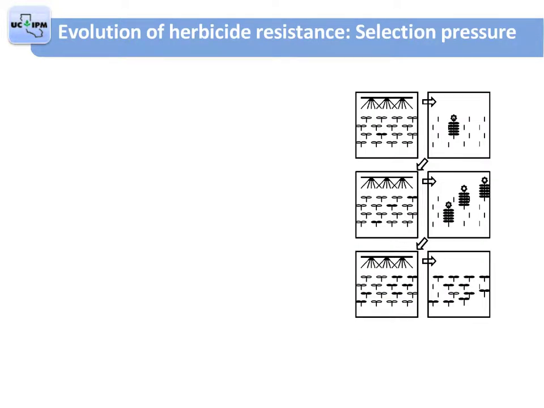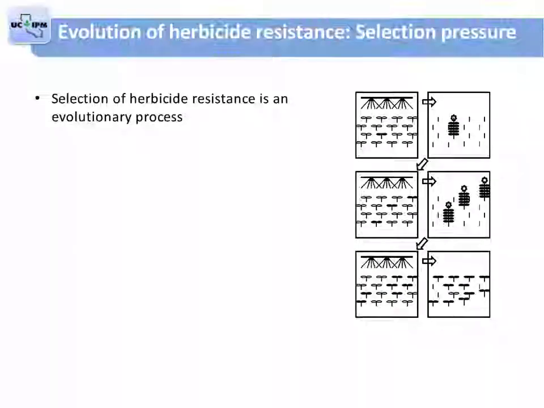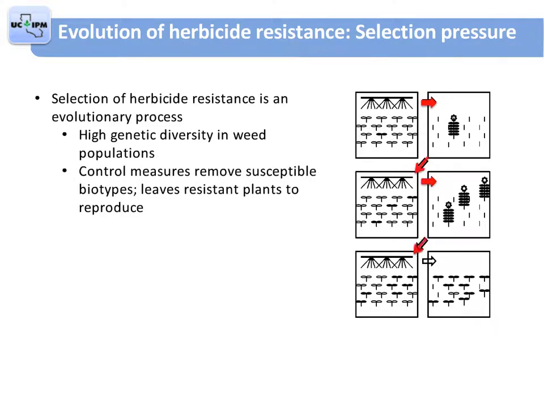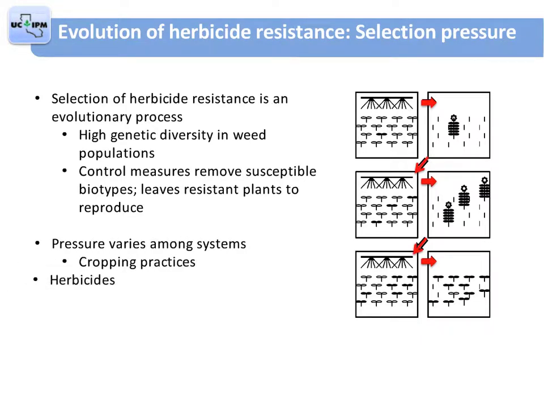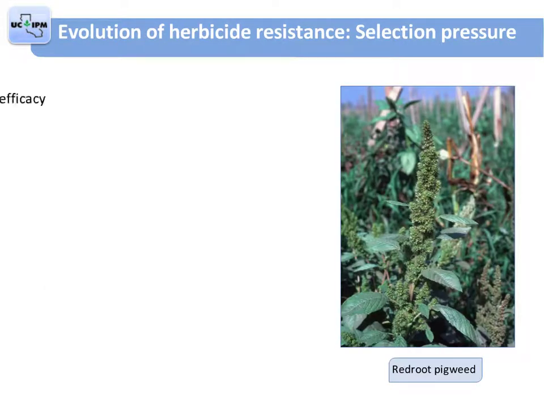Let's look at selection pressure. The selection of herbicide resistance is an evolutionary process. There is high genetic diversity in weed populations. The control measures remove the susceptible biotypes, leaving the resistant plants to reproduce and remain over time. The selection pressure varies based on the cropping system practices, the herbicides, and the weeds. The more effective an herbicide is, the more chance resistance is going to develop, and the faster it will occur.